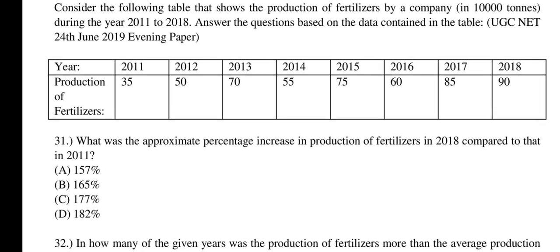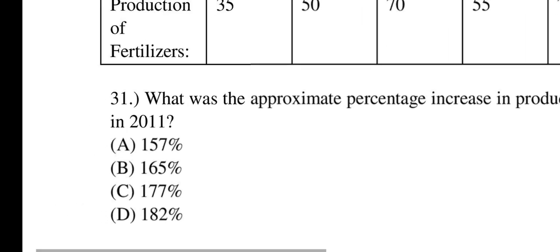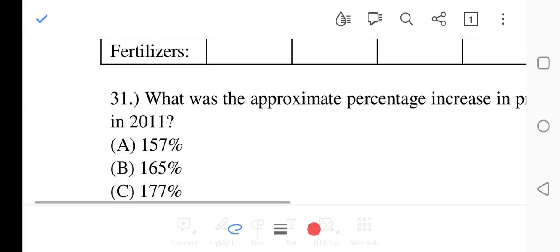Now 31. What was the approximate percentage increase in production of fertilizers in 2018 compared to that in 2011? A, B, C, D: 157%, 165%, 177%, 182%. 31, number A will be correct, 157%.